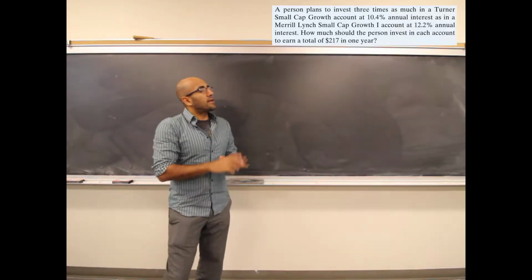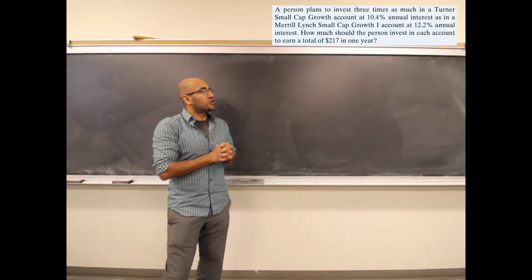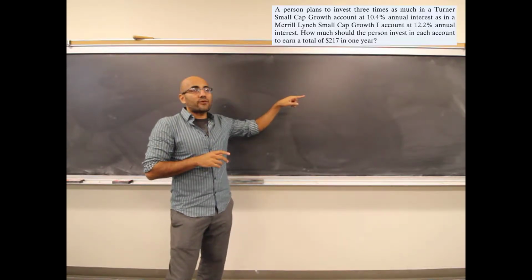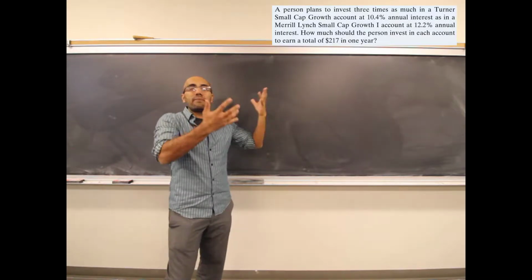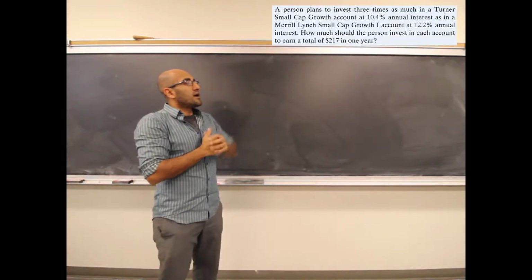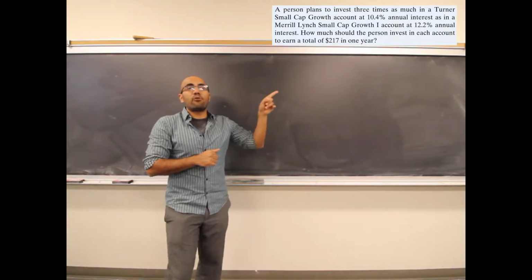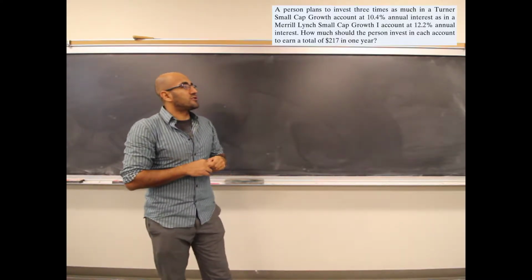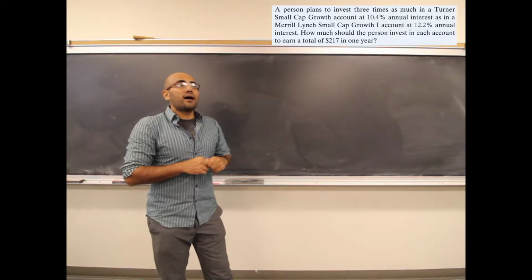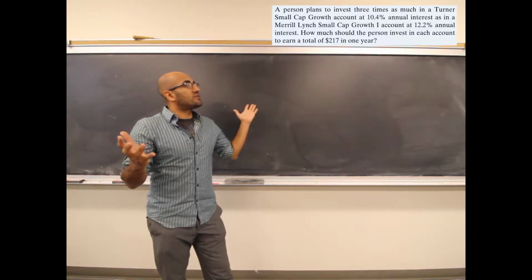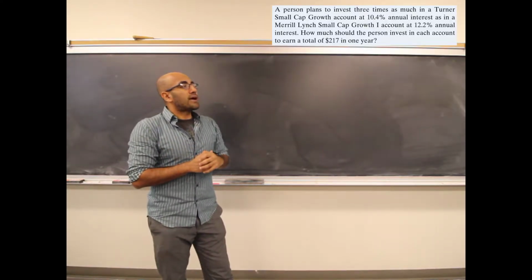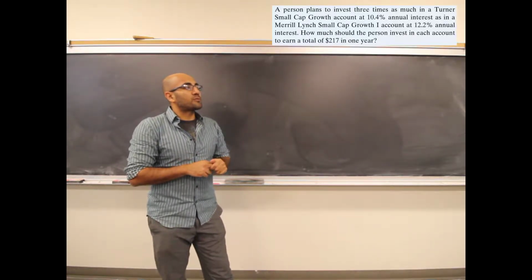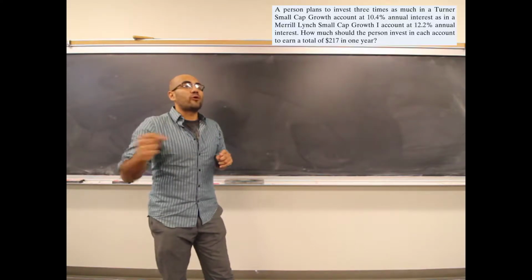Alright, so why don't we begin by coming up with an equation that describes the situation. You've got some money, and it doesn't say how much, it's just any amount of money you're going to invest. You're going to put some of it at the 10.4% interest rate and some of it at the 12.2% annual interest rate. And you've decided that you want to put 3 times as much into the Turner account, the small cap 10.4%, as you do into the 12.2%.